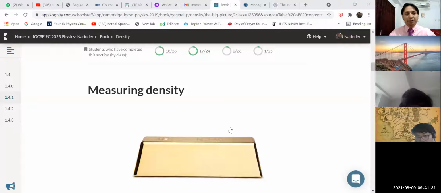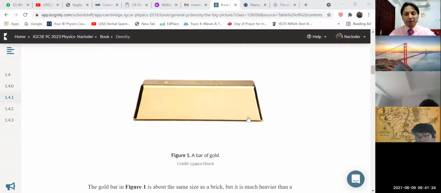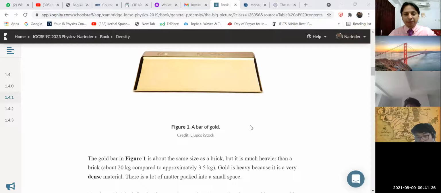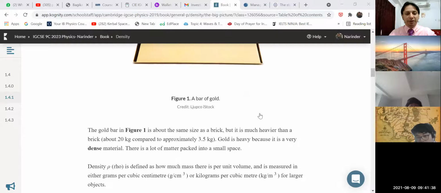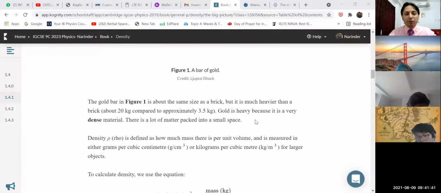Now, children, here you can see that we have a bar of gold. The gold bar in figure 1 is about the same size as a brick, but it is much heavier than a brick. Gold is heavy because it is a very dense material. If you go to the periodic table and see its atomic number, you will find it is a very dense material, with a lot of matter packed into a small space.